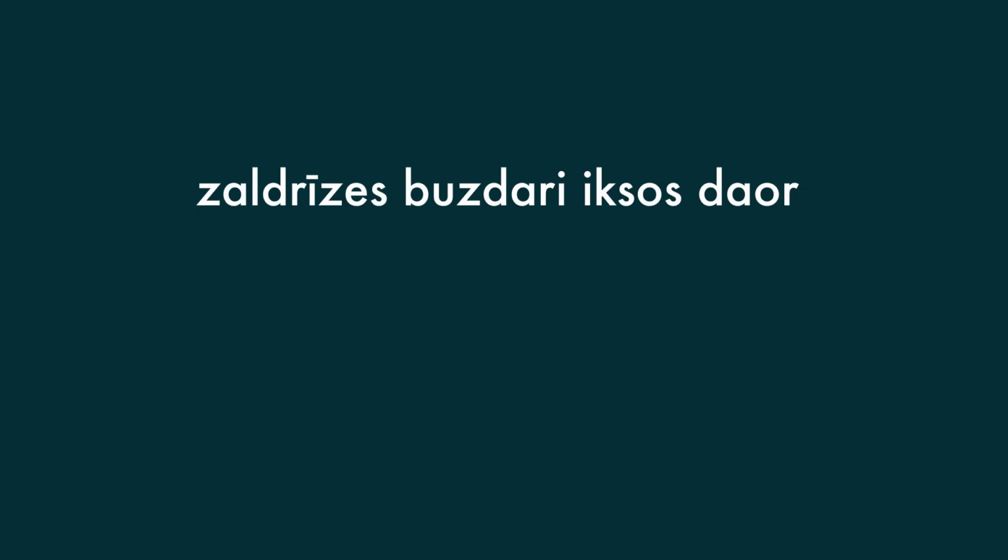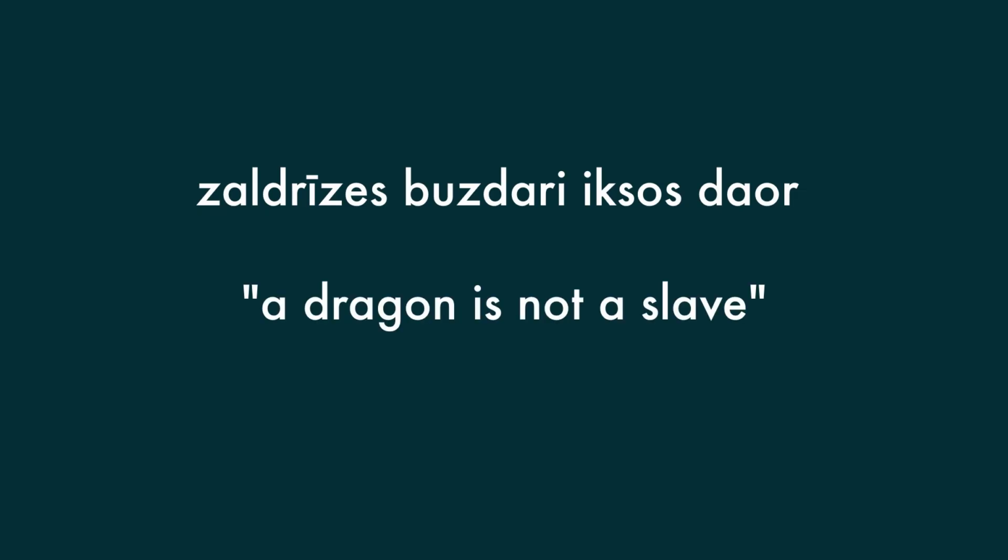In Season 3, she says Jaldrizes buzdari iksos daor, which means a dragon is not a slave, before commanding the dragon to torch the city. She uses the Low Valyrian Meereenese word for slave, that is buzdari, showing the slave master that she understood all the insults in Meereenese Valyrian.